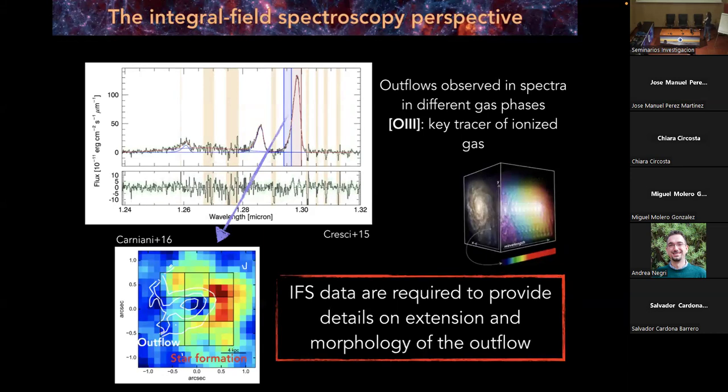And if we have a tracer of star formation, here in red, we can also see, as observed in a few particular cases, an anti-correlation between the distribution of the outflow and star formation. So meaning that the outflow is somehow affecting instantaneously the star formation rate. But in general, we need this kind of data to obtain details on the extension and the morphology of outflows. And this is also the technique that we'll see later on.